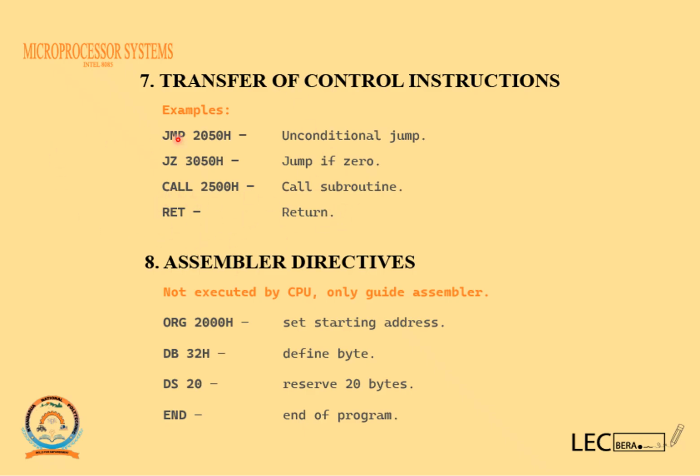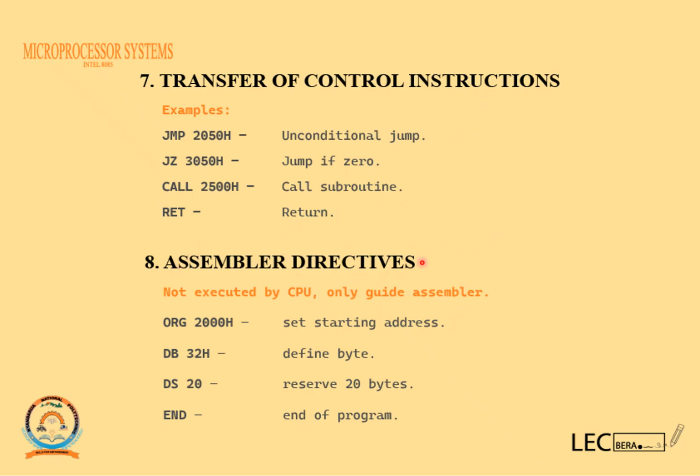So let's say you jump with the unconditional jump, then you want to return back, then you use this return. And then we have another group of instructions which are called assembler directive instructions. These instructions are not executed by the CPU, but they are being used to guide what? The assembler.